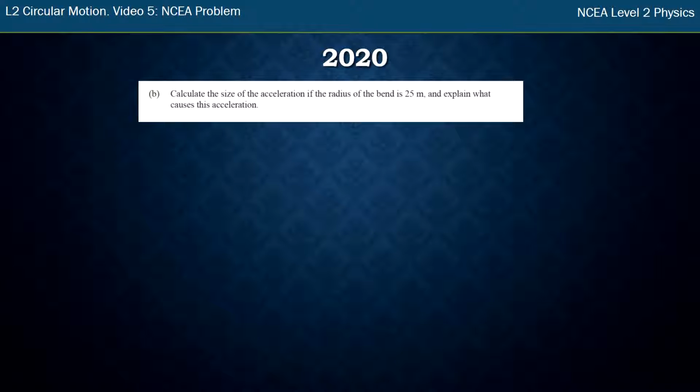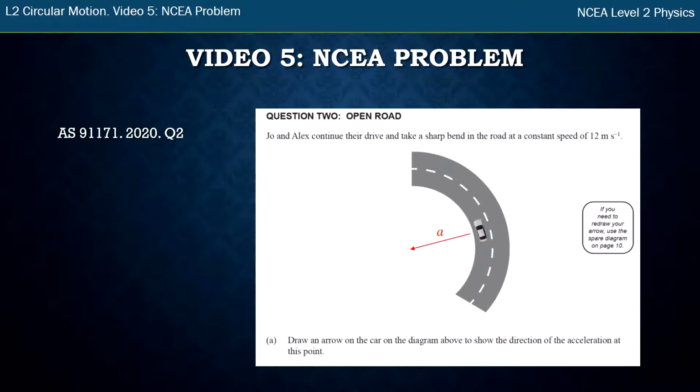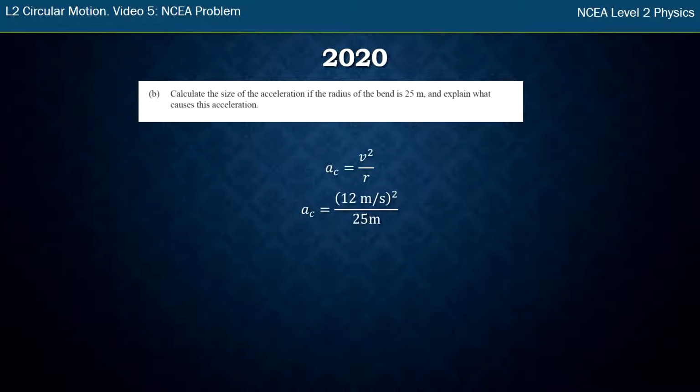Question B from this is calculate the size of the acceleration if the radius of the bend is 25 meters and explain what causes this acceleration. So we've got our centripetal acceleration formula, v squared over r. In the previous question, they told us the velocity of 12. Square that, make sure you don't forget to square it, and we come out at 5.8 meters per second squared.